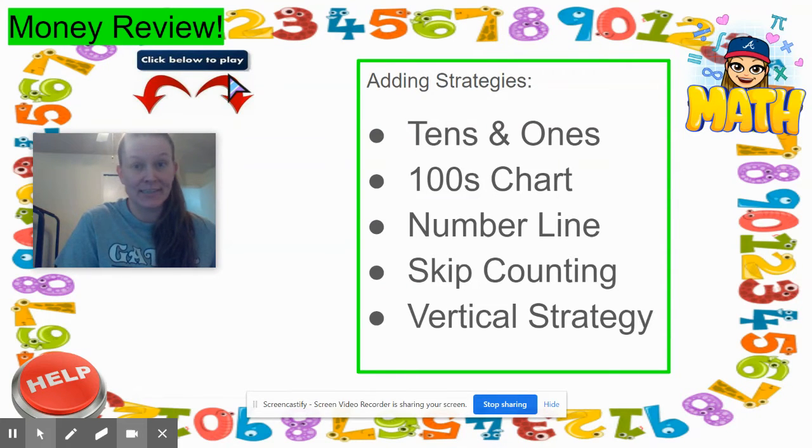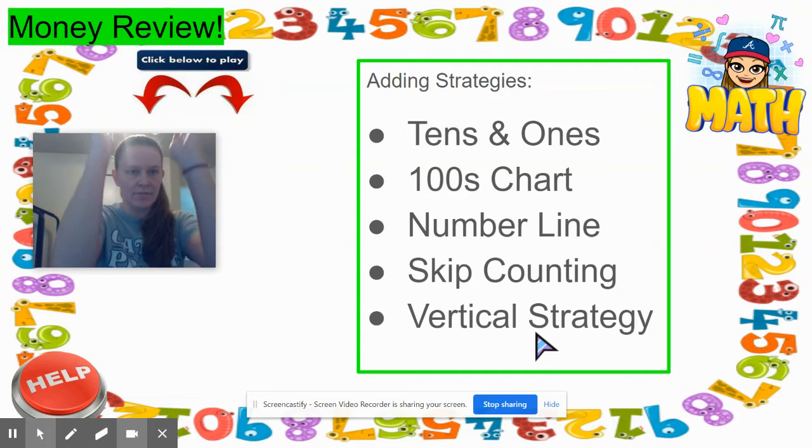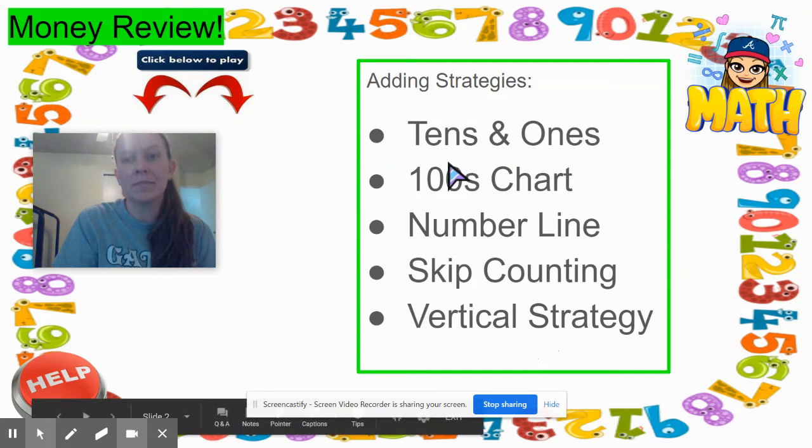I'm going to need to go fix that because we're doing adding strategies today, okay? So we are looking at two specific ways to do adding strategies, especially when you have too many ones. Today we're going to be looking at tens and ones and the vertical strategy, which is also the algorithm. We call it vertical because we line them up vertically. But there are other ways, just a quick reminder: hundreds chart, number line, or skip counting.